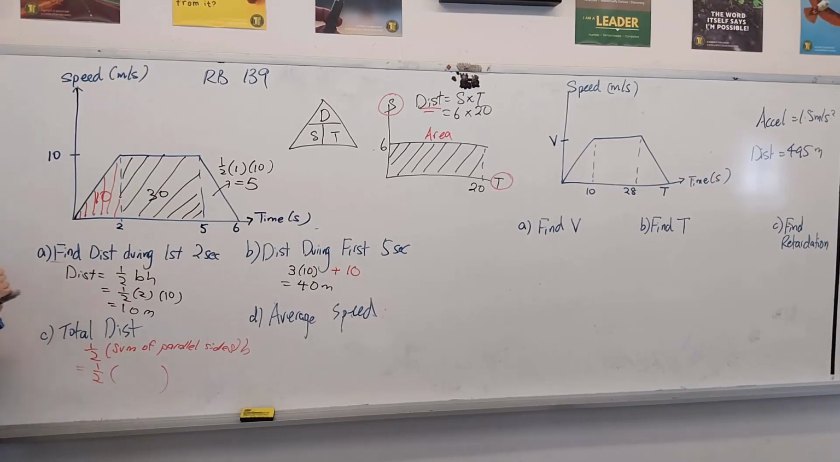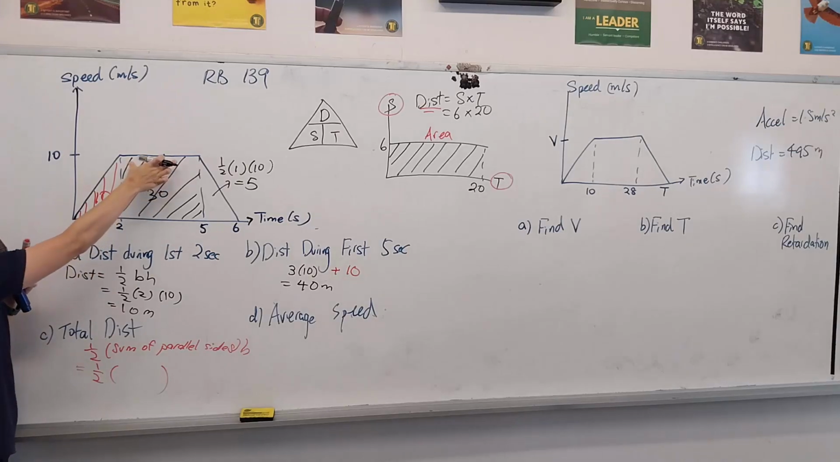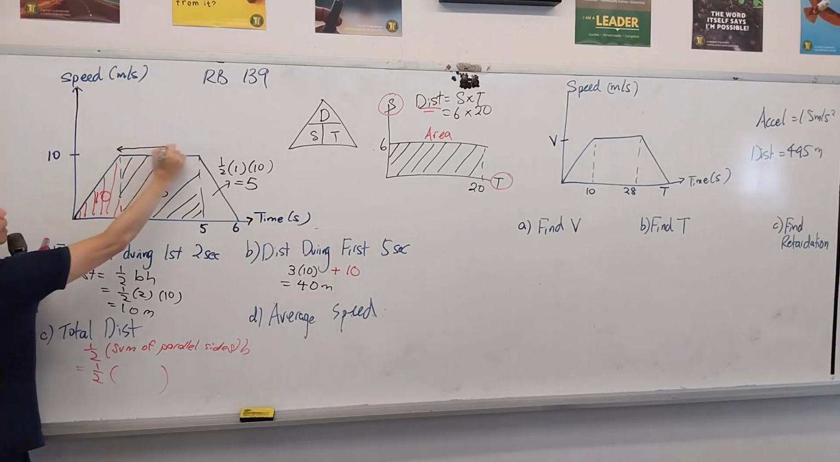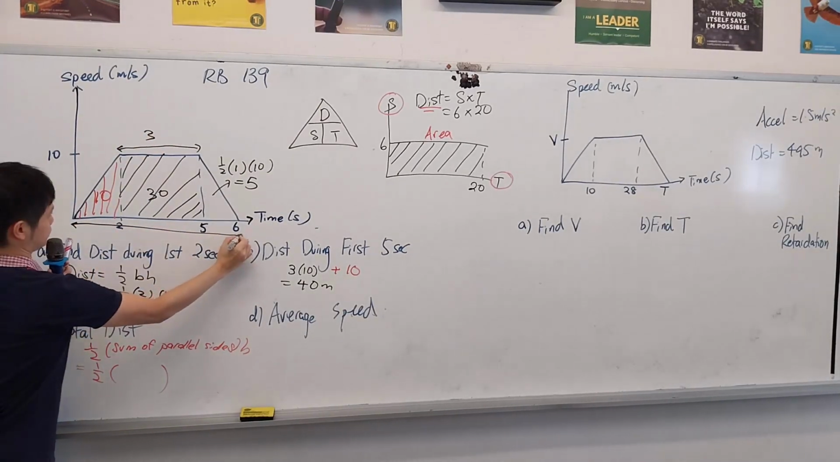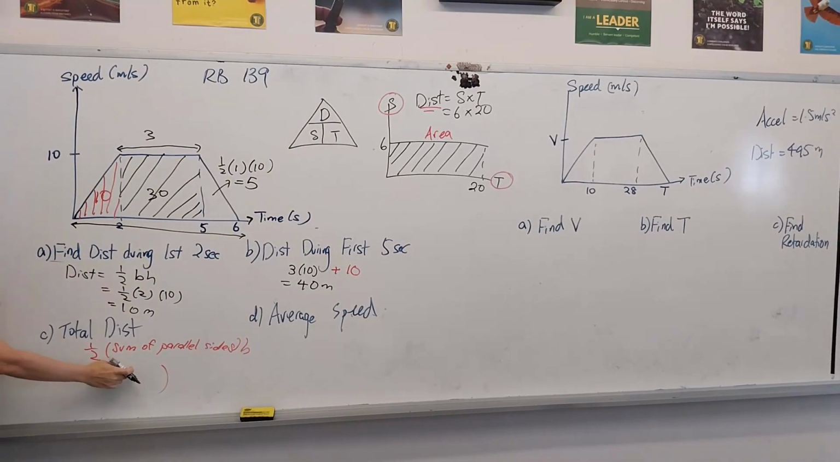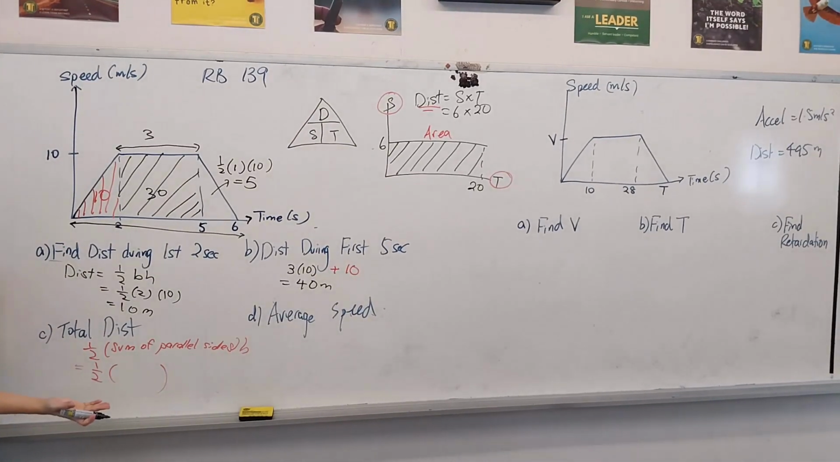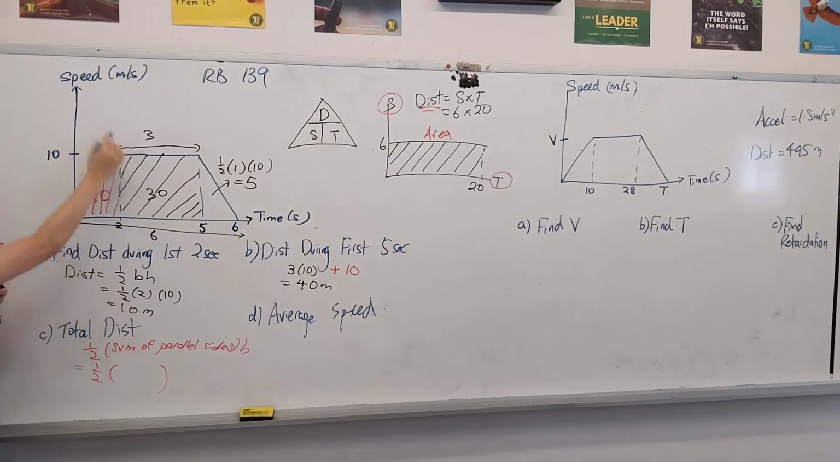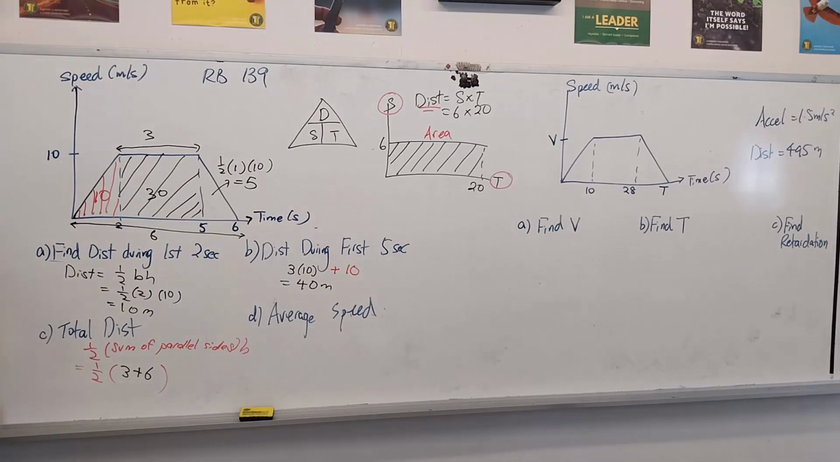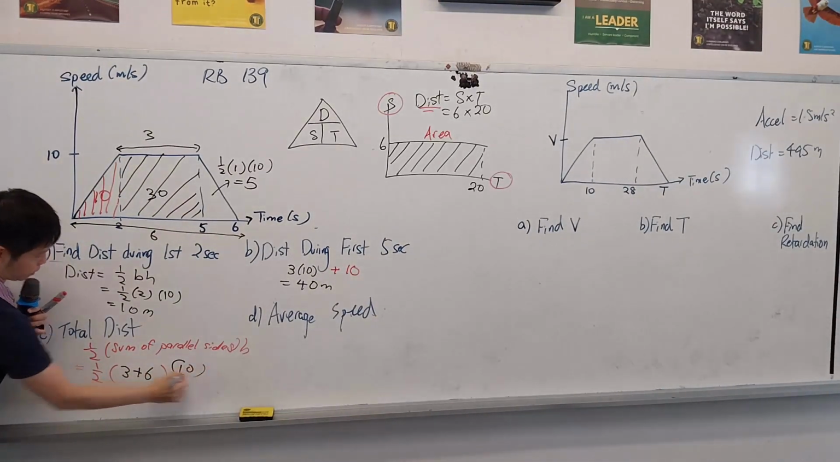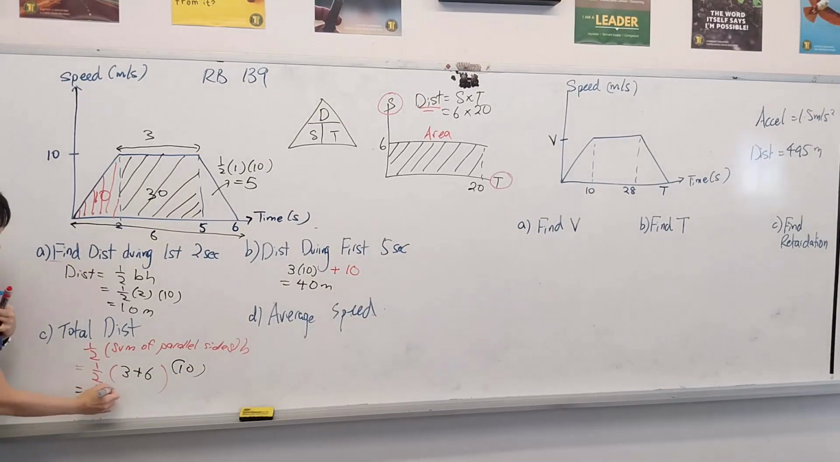Now what is the sum of the parallel sides? How long is this? This one is a bit harder. How long is this? This is 3. How long is this? So sum of the parallel sides is how much? It's 9. 6 plus 3 is 9. And then times the height between them. What's the height? And if you use this formula, you will get 45.